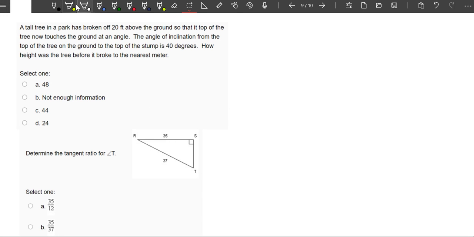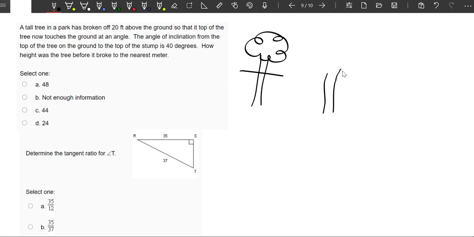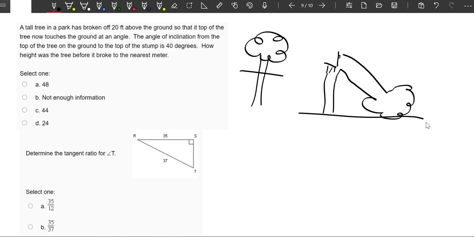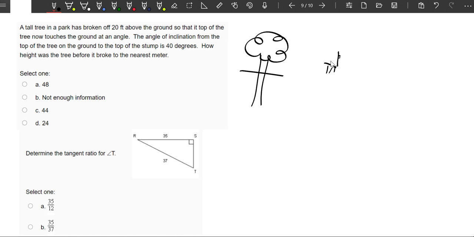Okay, here we're on our second last group of questions for this assignment. A tall tree in a park has broken off 20 feet above the ground, so that the top of the tree now touches the ground at an angle. So we had a tree, it's a beautiful tree, it snapped off somewhere, and now we have a tree that's got its head on the ground, broken bits here, broken bits there. Here's the ground. So, beautiful artwork aside, let's just make it look like a triangle.